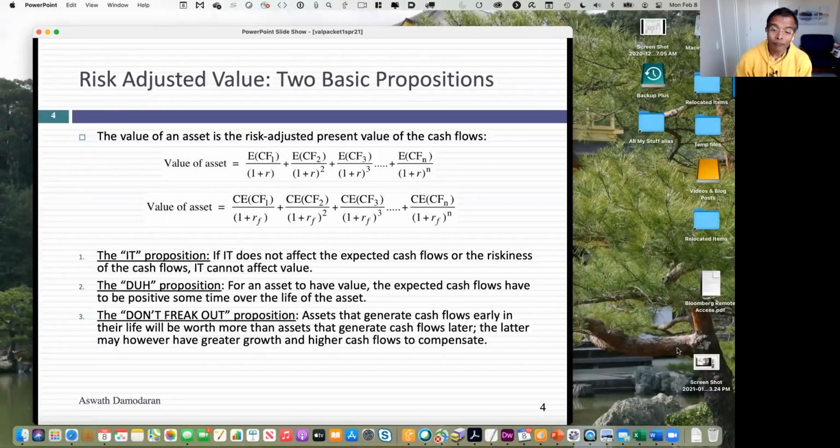So let's get that out of the way. You sit down to do a discounted cash flow valuation. Your cash flows are negative in perpetuity. Let the company go.